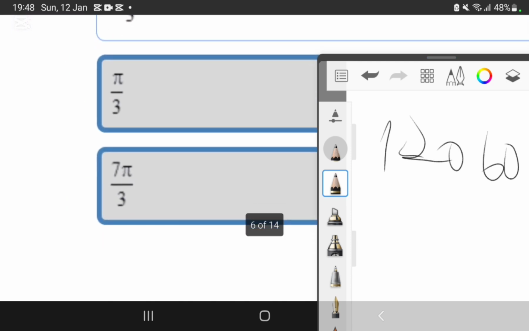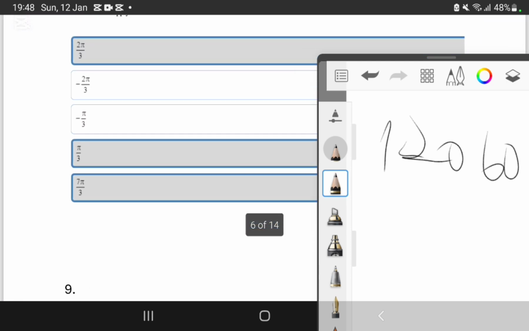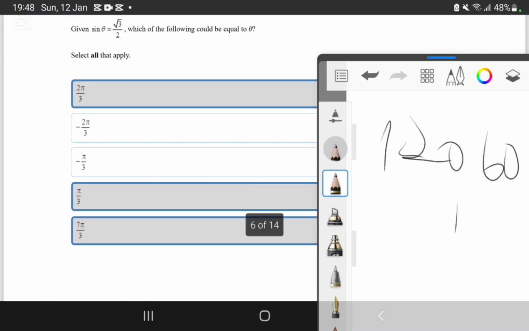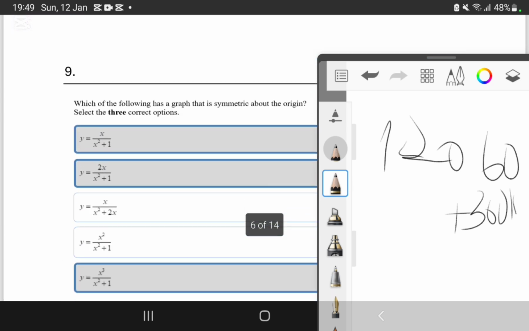Now you guys might be asking, why is 7 pi over 3 the answer? We should not forget that for sine we have to add 360k. And 7 pi over 3 is 420, which means that it is obtained by using 360k.